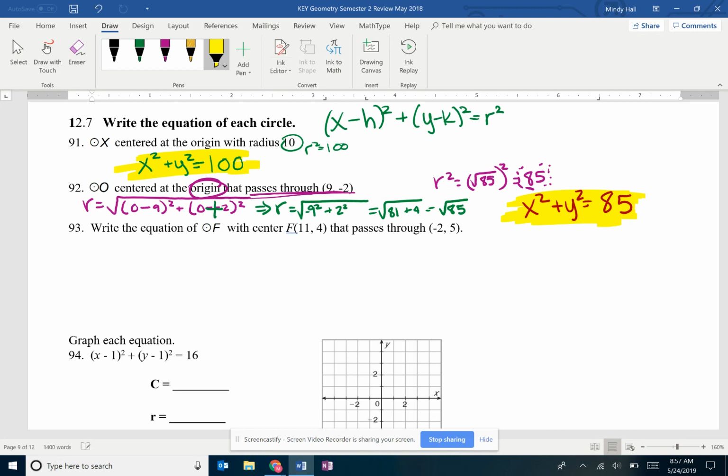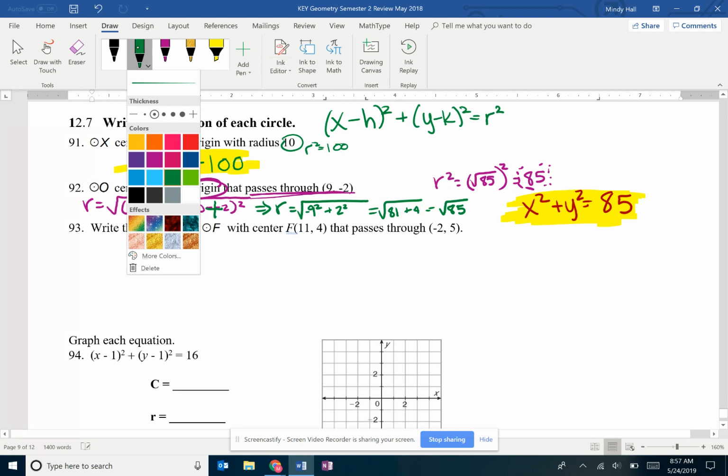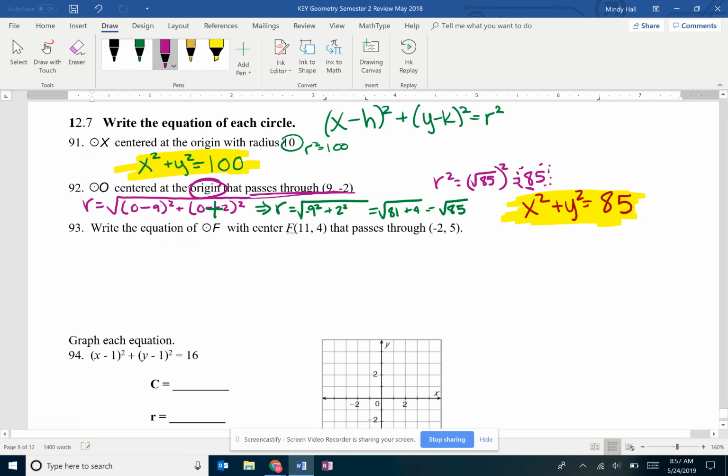So then for 93, we have a center at 11, 4, and it passes through negative 2, 5. So writing the formula, I know I'm going to have to solve for the radius, but I would rather just get part of the formula down first. So I have an x value for this one. It's 11. So in my formula, it needs to be the opposite sign. So even though it's a positive 11, it's going to be x minus 11 squared. Then we have our y value, so y, and then it needs to be the opposite of this number again, so y minus 4 squared equals our radius squared. And our radius squared we have to solve for.